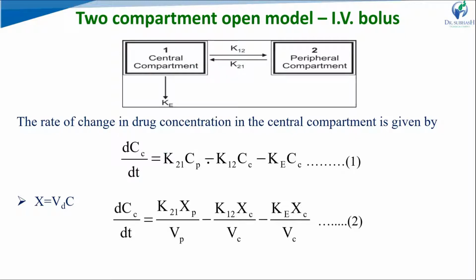Now convert the concentration-based expression to the total amount of drug in the body, so X = Vd × C. So dCc/dt = K21 Xp/Vp - K12 Xc/Vc - Ke Xc/Vc. These are the equations for the two compartment open model with IV bolus.